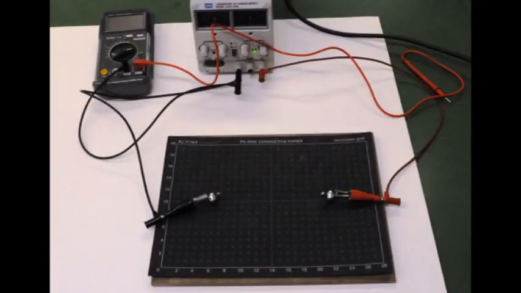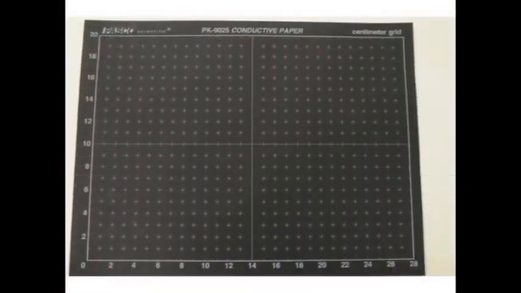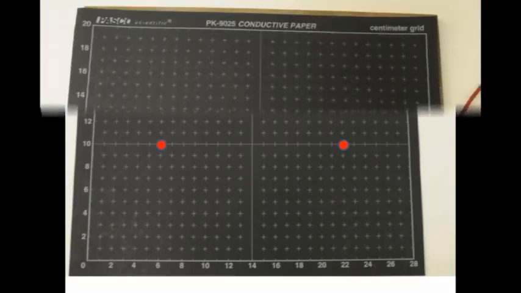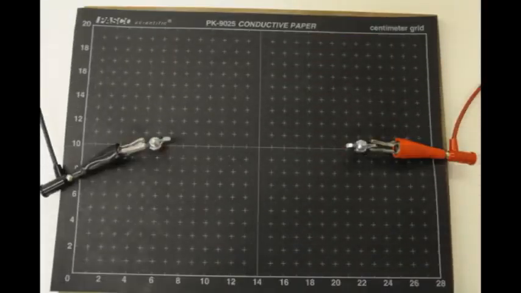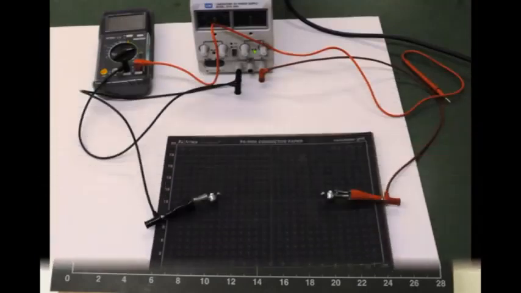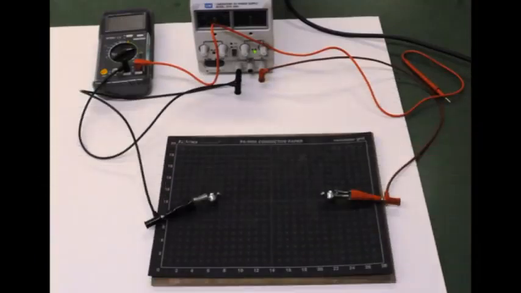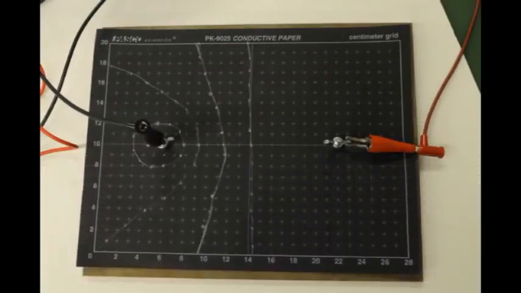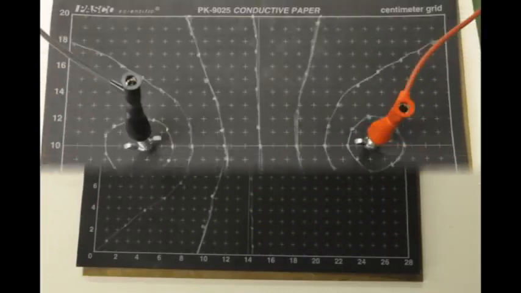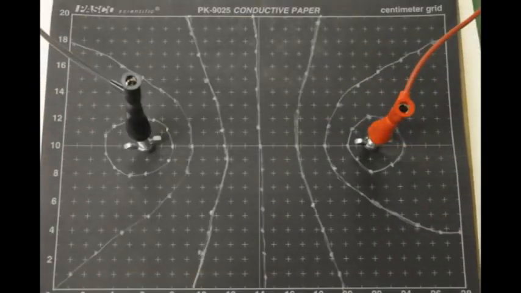We repeat the experiment with the high and low voltages attached to single points. This is similar to an electric dipole with positive and negative charges nearby. The holes in the paper must be along the x-axis at the points marked x equals plus or minus 8. As before, set the voltage to precisely 10 volts. Now the equipotential lines either wrap around one of the points or curve their way off the paper.